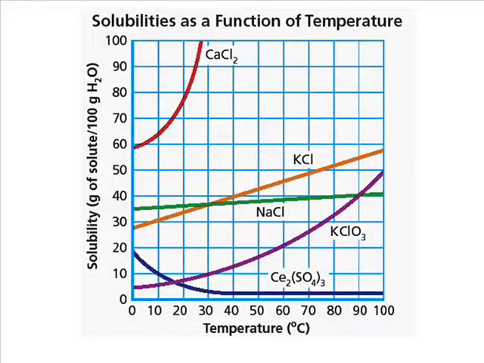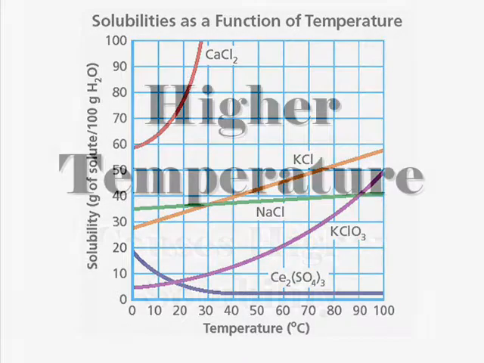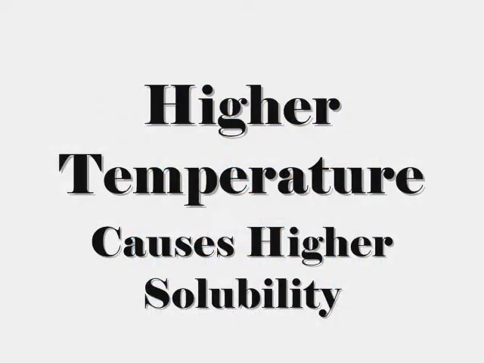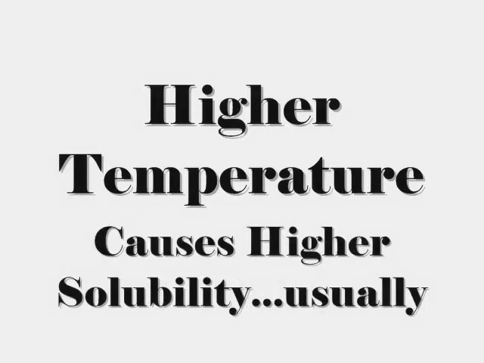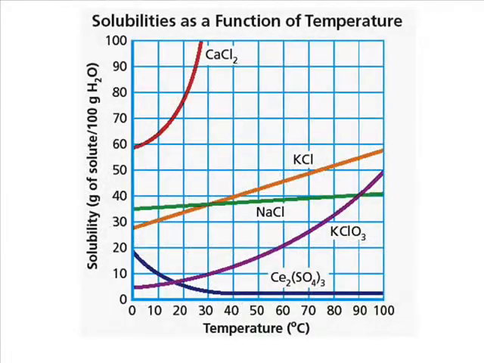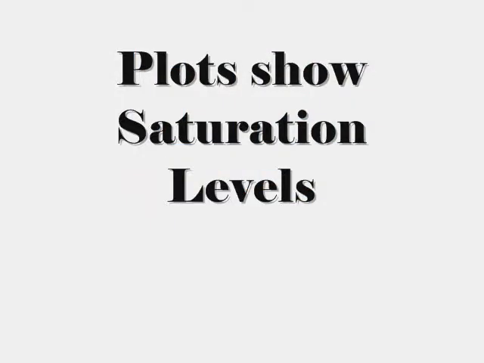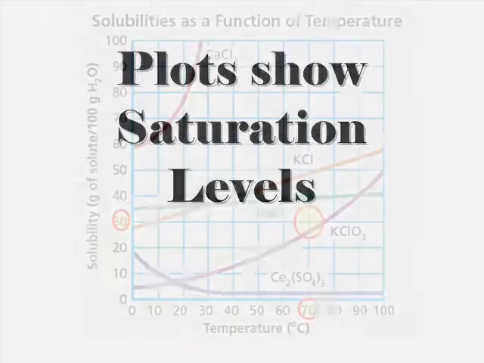One of the things you'll notice is that most of the lines slope upwards, with one of the lines actually sloping downwards. This means that as temperature increases, the solubility of most solute particles will also increase, but there are exceptions. These lines that you see on the graph represent saturation levels. For example, you can see on the graph that at 10 degrees Celsius you can dissolve approximately 30 grams of potassium chloride, whereas at 70 degrees Celsius we can dissolve approximately 50 grams, a little bit less, about 48 grams. These values represent the saturation levels at the given temperatures.